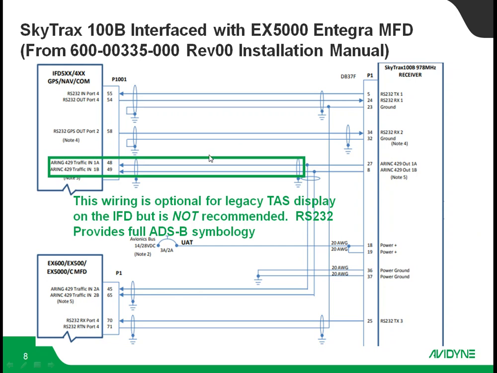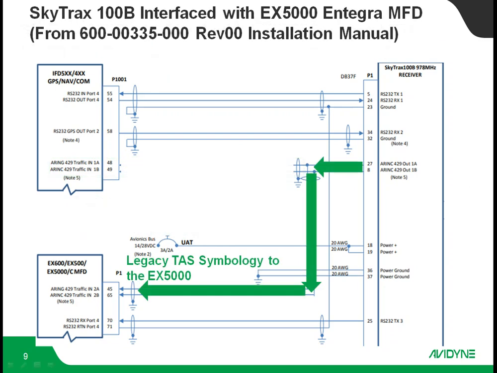So this wiring right here, this ARINC 429, this is optional if you want to get legacy TAS targets on the IFD. We don't recommend using this because you can do this RS-232 up here as Capstone traffic and weather, and you'll get full ADS-B symbology on the IFD itself. So I'm going to say let's just remove that portion entirely, and we'll use this ARINC 429 output to go to the EX500, EX600, or EX5000 MFD. Again, the display is only going to be capable of legacy TAS symbology, so that's what we're going to use for this guy.